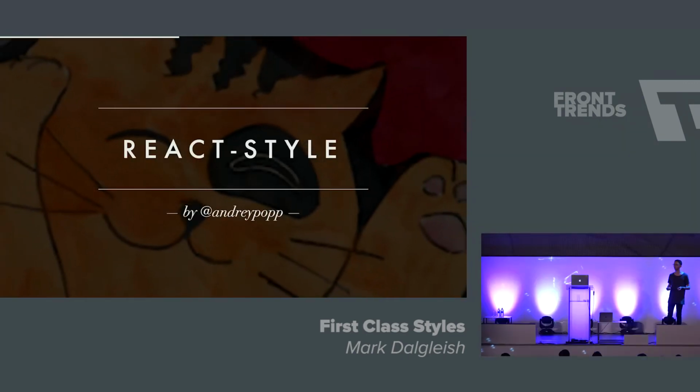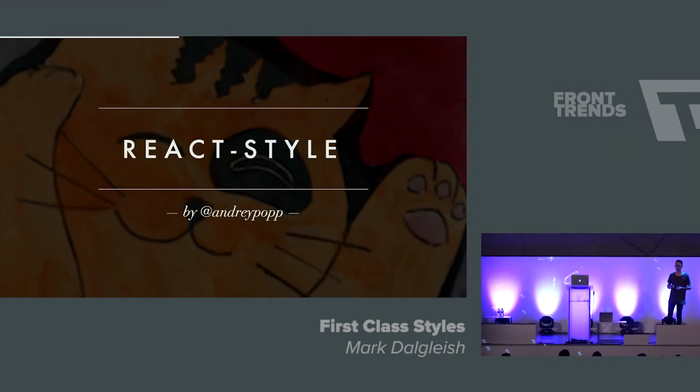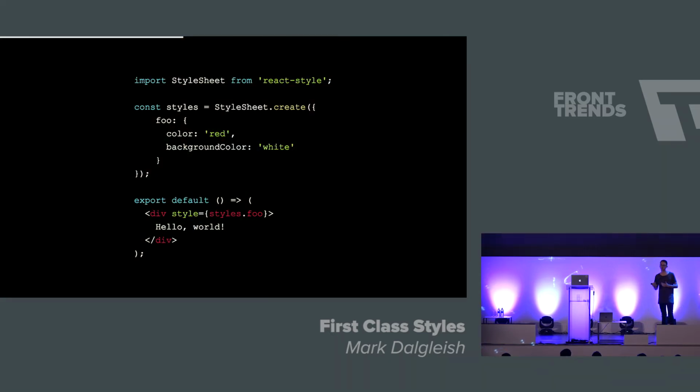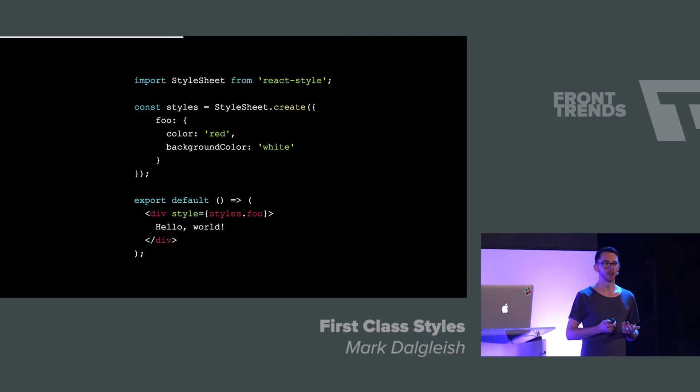The first one that really caught my attention was called React Style by Andrey Popp. And what it did was basically let you programmatically in JavaScript, in the same file as your JavaScript component, build up a style sheet in JavaScript and then attach it as inline styles to your markup. And this is where the controversy started, because I'm sure a lot of us, myself included, grew up in a world where inline styles were taboo. You would never do inline styles.